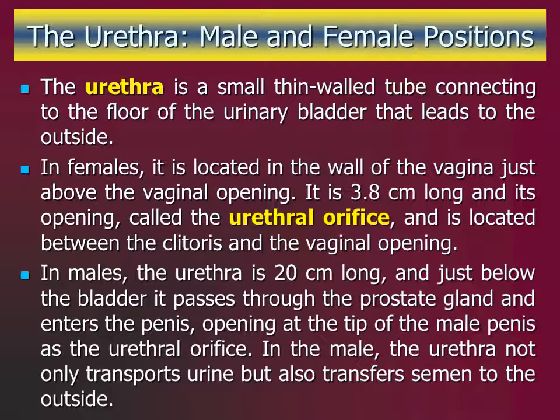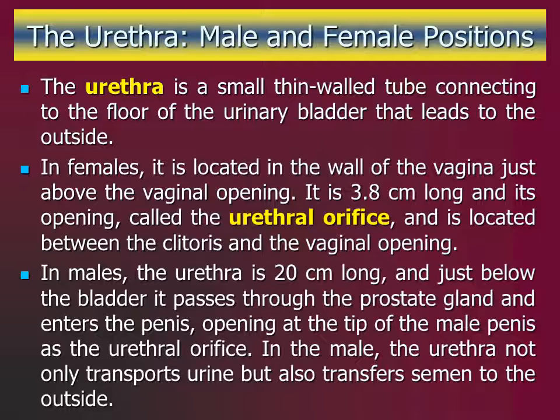The urethra, male and female positions. The urethra is a small thin-walled tube leading from the floor of the urinary bladder to the outside of the body. It transports urine by peristalsis. Its position in the 2 sexes differs slightly, as does its function.